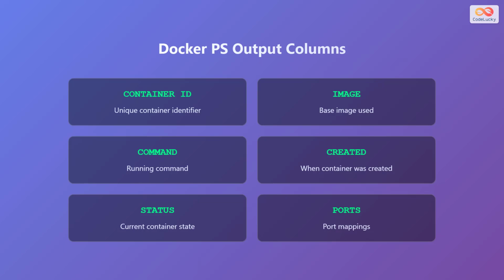The output of the docker ps command includes several columns that provide important information about each container. Let's take a look at some of the key columns. The first column is Container ID, which is a unique identifier for each container. The next column is Image, which shows the base image used to create the container. The third one is Command, which displays the command that is currently running inside the container.